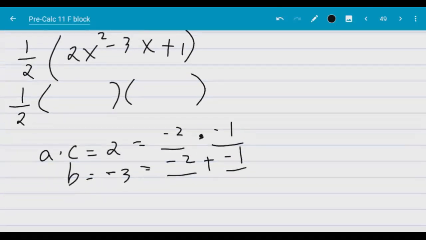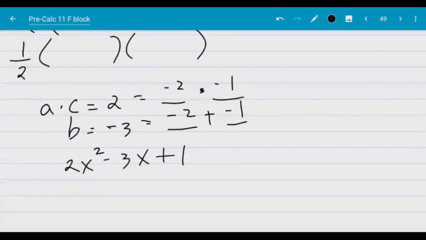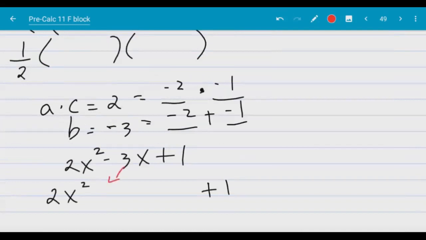And then you will be decomposing this. This is how it's going to work. 2x squared minus 3x plus 1 will have the middle term broken up into two parts. The 2x squared remains the same. The 1 remains the same. It's the middle term that changes. So this one becomes negative 2x minus 1x, or just x. And just to be clear again, where did that negative 2x minus x come from? These two numbers.